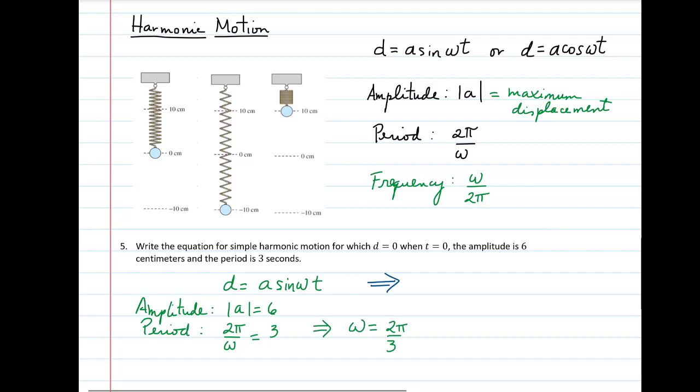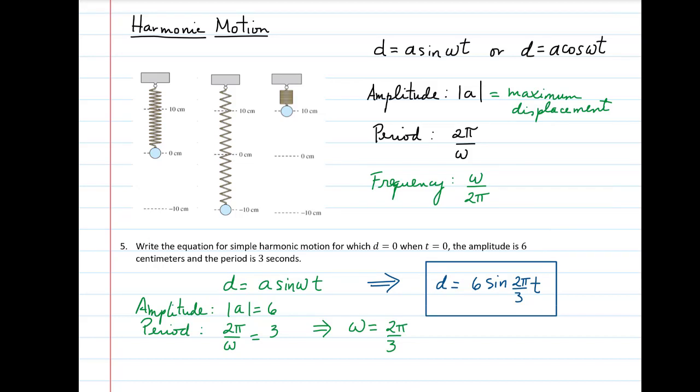Okay guys, so here, solve for omega. Omega gives us 2 pi over 3, and now we can write our equation. d, the displacement of this ball or this object, is equal to 6 sine of 2 pi over 3 t. And that's it. That's our equation right there. Again, the -6 or +6 will depend on whether the ball or the object initially moved up or down.